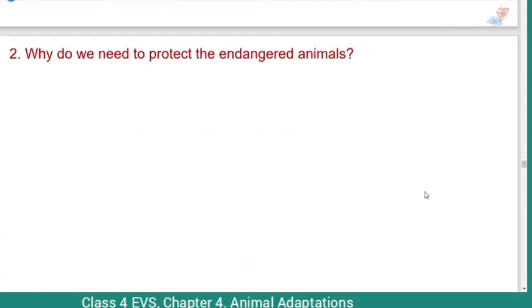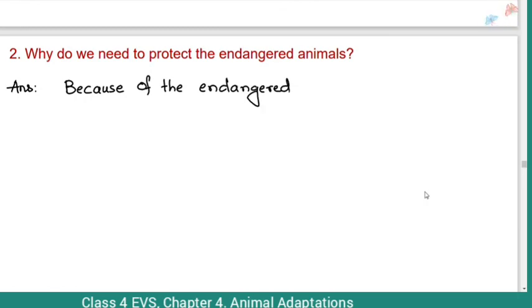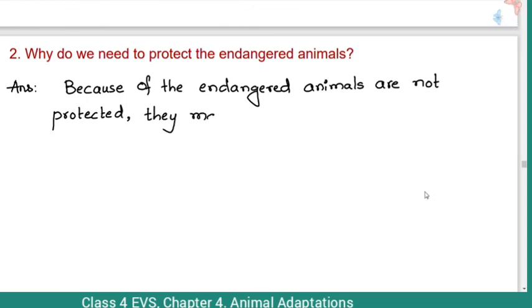Now second question, why do we need to protect the endangered animals? Answer, because if the endangered animals are not protected, they may face extinction. For that purpose, we need to protect endangered animals.